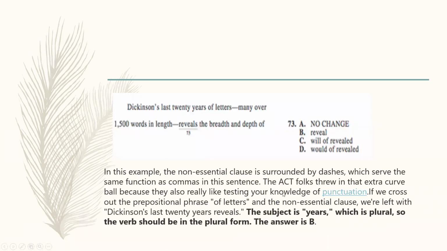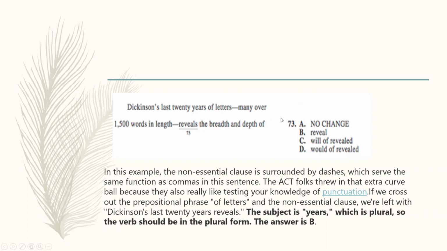All right, here's one from the actual ACT. Dickinson's last 20 years of letters, many over 1,500 words in length, reveals the breadth and depth of, and then of course the rest of the sentence. Remember what I said, dashes and commas are the same thing. So you are not going to have your subject separated by a dash. It's the same thing as separated by a comma. So you know that this is not your subject, okay? Another reason you know that is I said it's not going to be next to your verb. And then another reason is it's in a prepositional phrase. So you've got to cross all of this out.